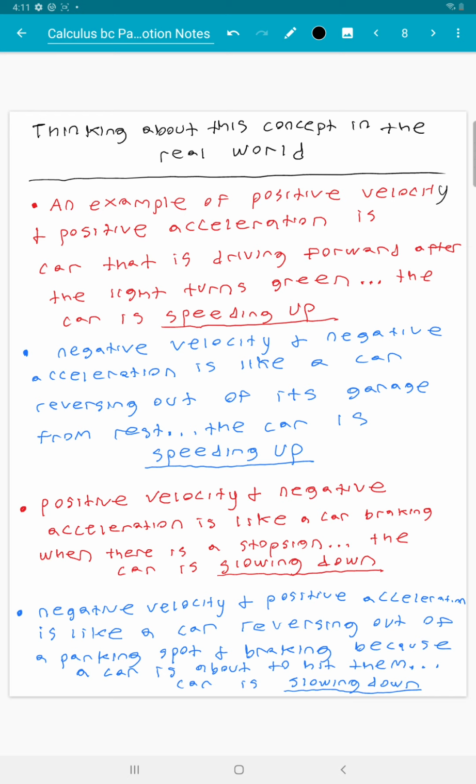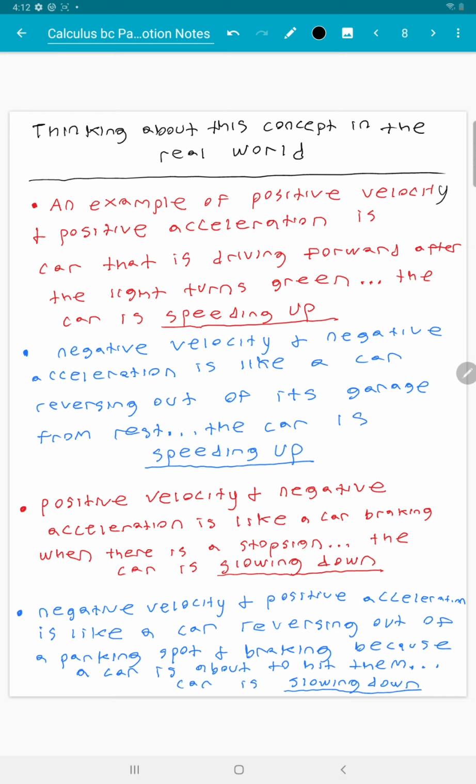And then a negative velocity and a positive acceleration. This is an awkward moment we all experience. We're pulling out of a parking spot, and then as we're pulling out, we see a car that is driving past us. And we're like, oh no, we're about to hit that car. So we brake really quickly so they don't run into the back of our car. And we can think of that as slowing down as well because you are braking, and it is a negative velocity because you are reversing, but it's a positive acceleration because you are reversing less as you brake.